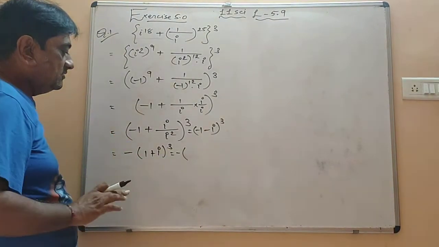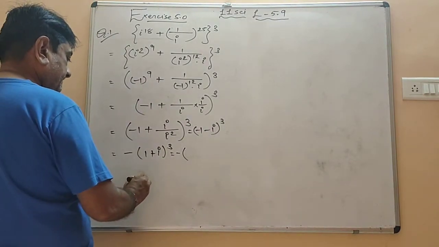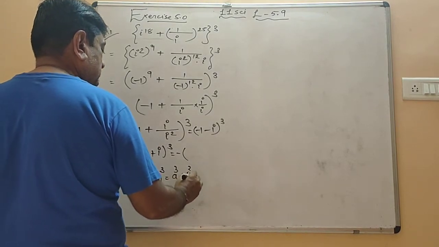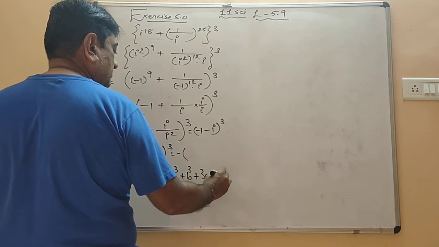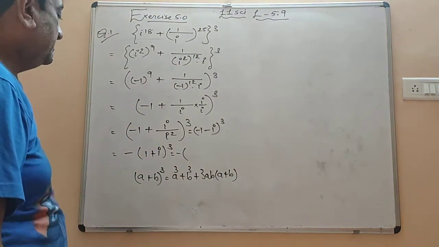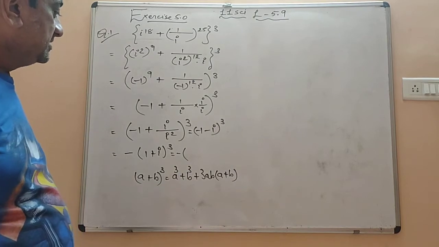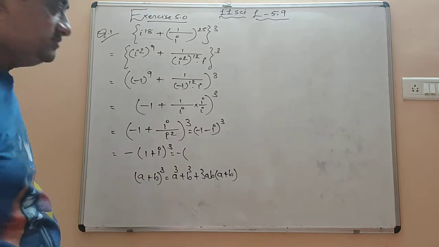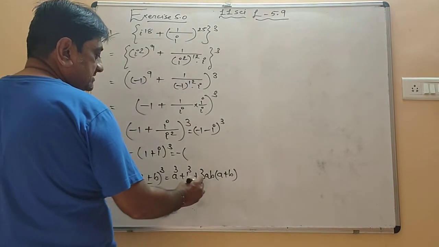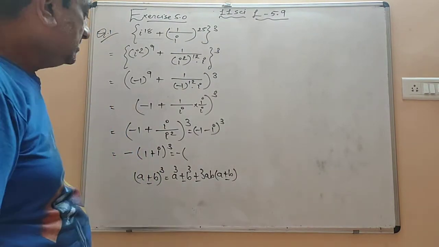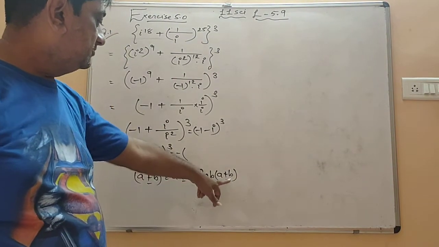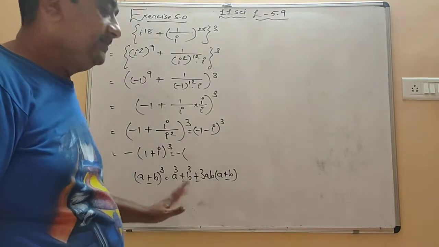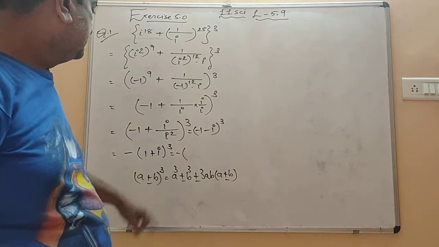Now what is the formula of a plus b the whole cube? It is a cube plus b cube plus 3ab into a plus b. You know very well this formula. And if minus sign is there, then put every term as a minus sign. Second term negative, third, and fourth. All terms are negative. If you open this bracket, then minus minus plus हो जाएगा.